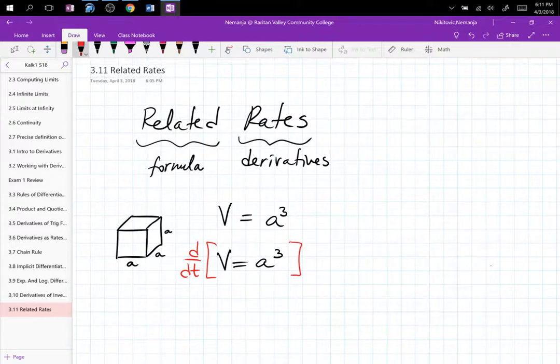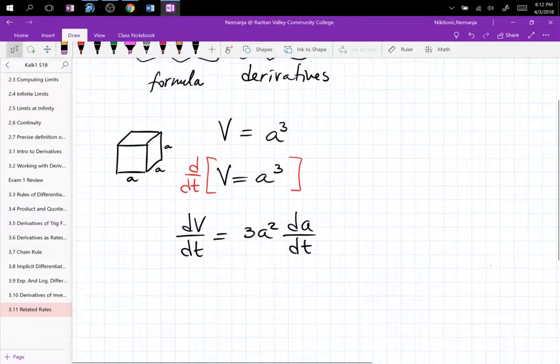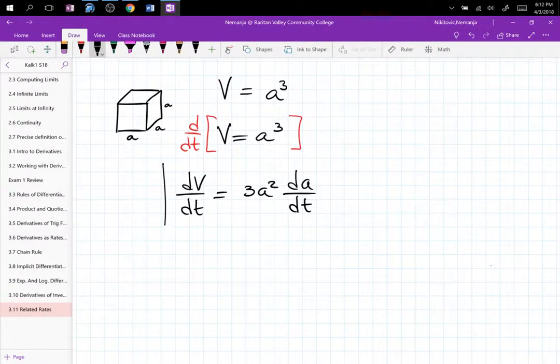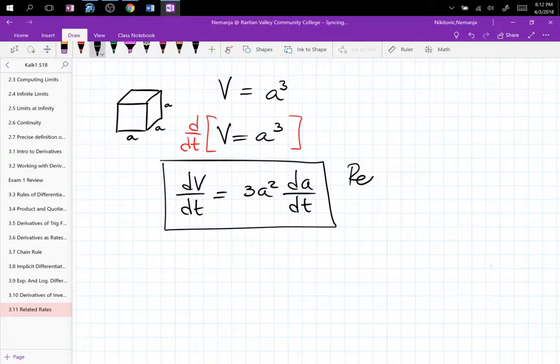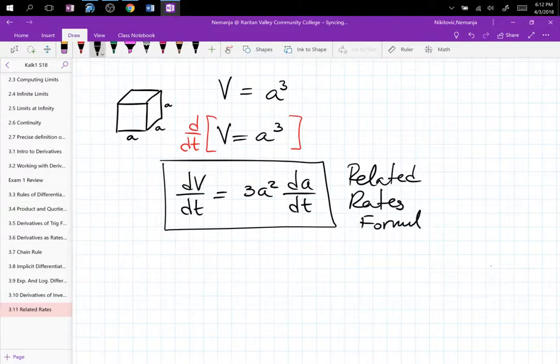So now I can use implicit differentiation and come up with the formula. The derivative of V is 1, and then follow with the chain, dV/dt, because we are taking the derivative of V with respect to t. And then on the other side, I have 3a squared, that's the derivative, and again dA/dt as a chain. So now this formula here is called the related rates formula, because it relates two rates.